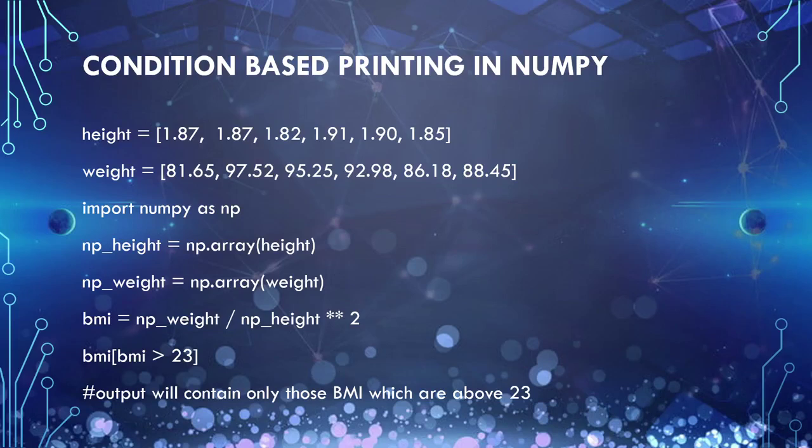Now there is also condition-based printing in NumPy. Suppose we have two data sets of height and weight, and we want to find something called BMI, the body mass index. We would know it is weight divided by height squared, with height in meters and weight in kg. Suppose we want to display all those having BMI greater than 23. We can write our syntax something like this.